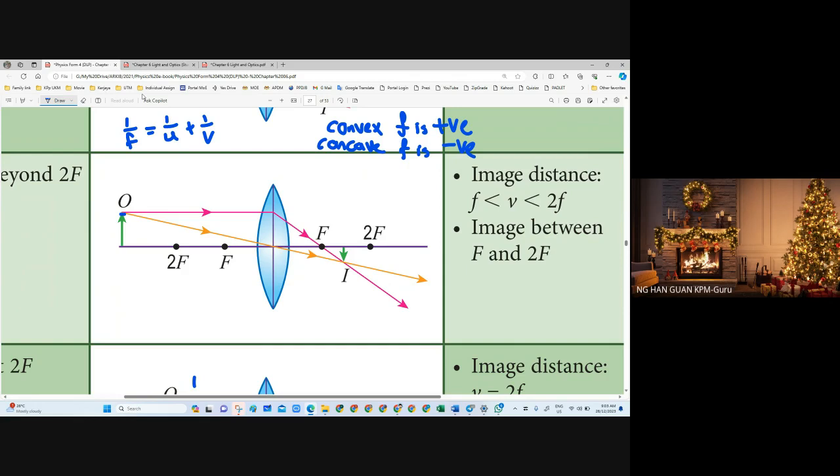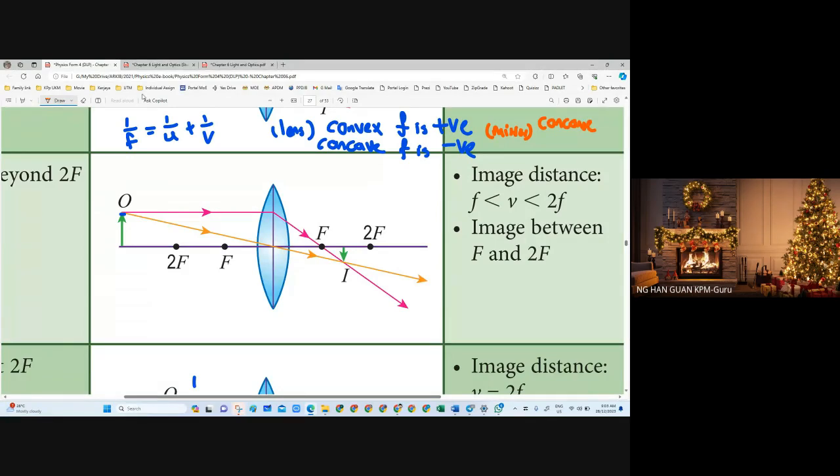So this is for the lens. Remember, this is for the lens. The same formula we can also apply for the mirror. That one will be in the curved mirror, concave mirror, and convex mirror. The same formula we can also apply to know about the characteristic formed by the curved mirror. But when you apply it for the mirror, f positive refers to the concave mirror.